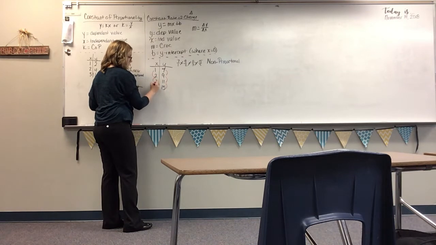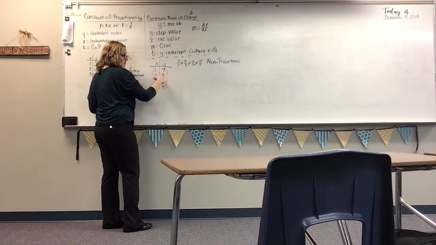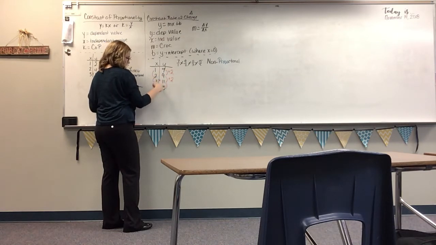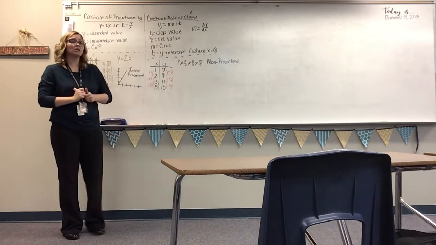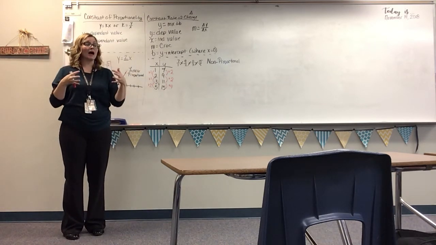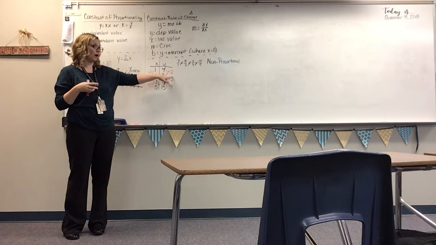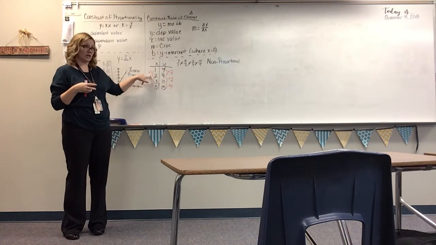So from 7 to 9 is what? Plus 2. From 9 to 11, plus 2. From 11 to 15, plus 4. From 1 to 2, plus 1. 2 to 3, plus 1. 3 to 5, plus 2. Okay, so I'm not looking at y over x. I'm looking at change in y over change in x.